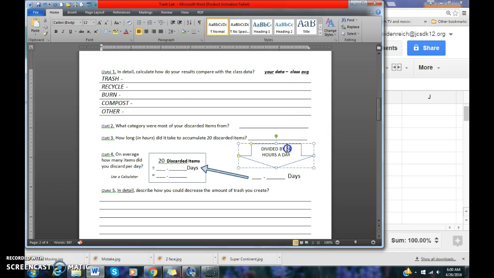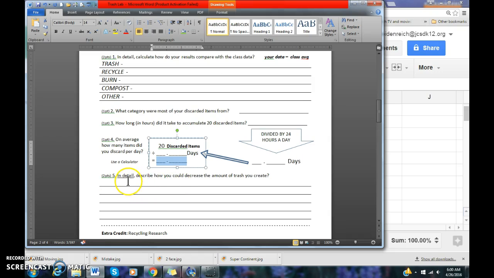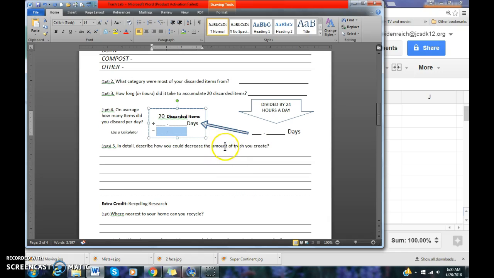We divide that by 24 to turn it into a day with decimals, and 20 discarded items divided by however many days you have, like 2.4 days or 3.6 days, will tell you how many pieces of trash you were throwing out a day. And then in detail, if we look at the list on page 511, we might describe how you could decrease the amount of trash you create. So the list we just looked at, page 511, gives us lots of options. In detail means you have to be very precise.